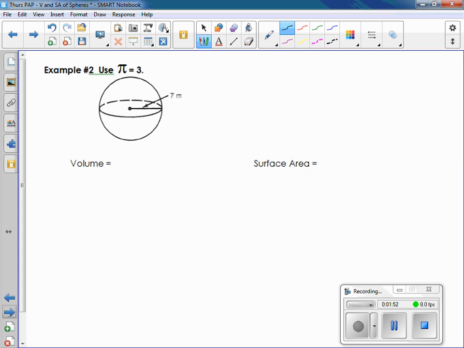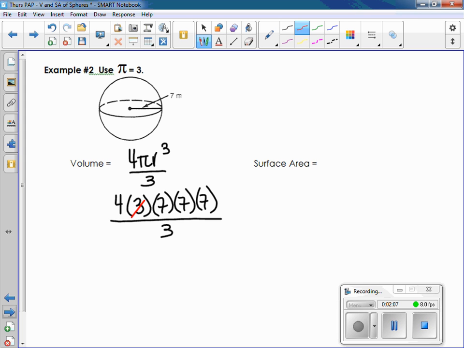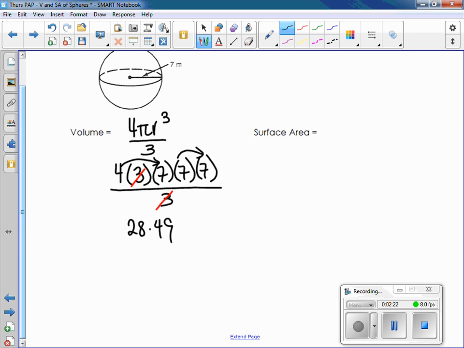Okay. Our second example, again, I'm going to use 4 pi r cubed over 3. So that's 4 times 3 times 7 times 7 times 7. Again, I have a 3 on top and bottom that I will simplify. And then I just have to multiply 4 and 7, which is 28, and 7 and 7, which is 49. I'm going to go ahead and use a calculator on this just so you don't have to waste time watching me actually calculate these numbers. So 28 times 49 is 1372, and this is going to be meters cubed.